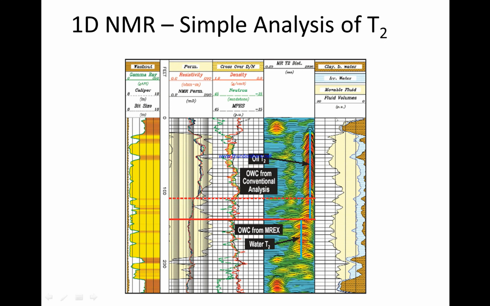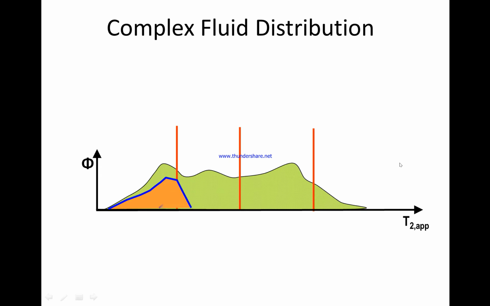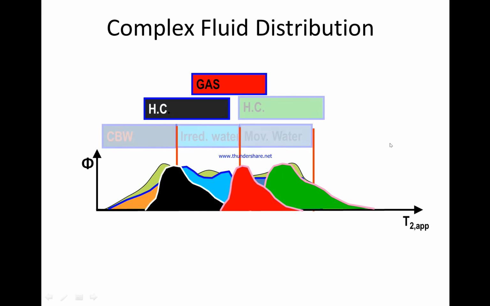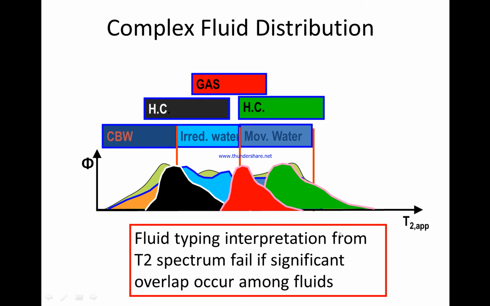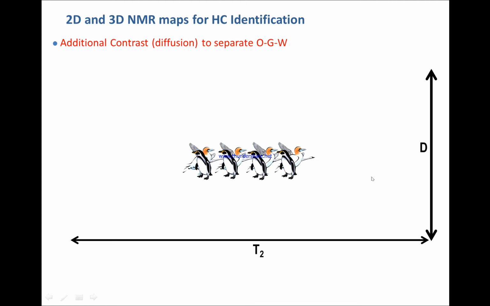But whenever you have a different case, like here, a very good gradient for oil and water down in the transition, you can easily detect this oil water contact. But on a complex distribution, whenever you have gas overlaying with oil, overlaying with the water, it will be difficult to distinguish in this case. So you have to have some sort of techniques, which are diffusion techniques, like the D-T2 map, to differentiate between them.